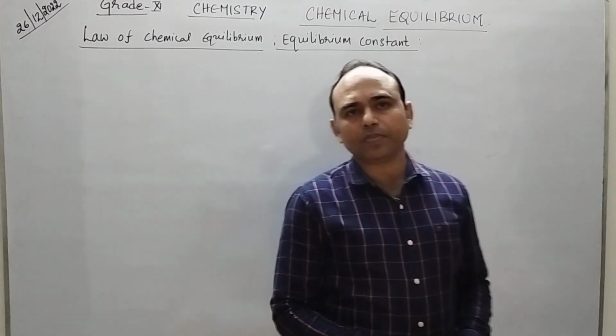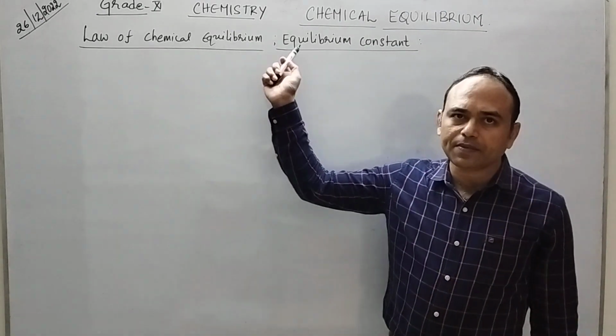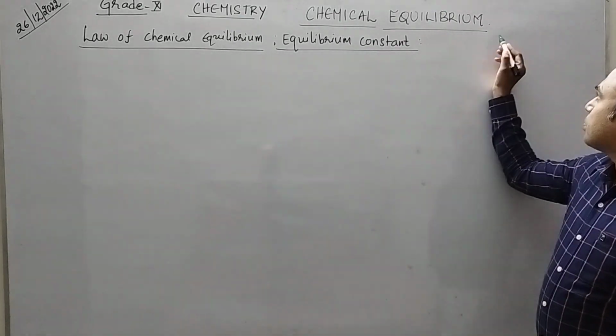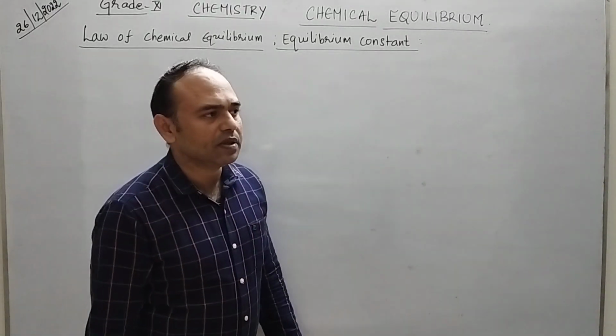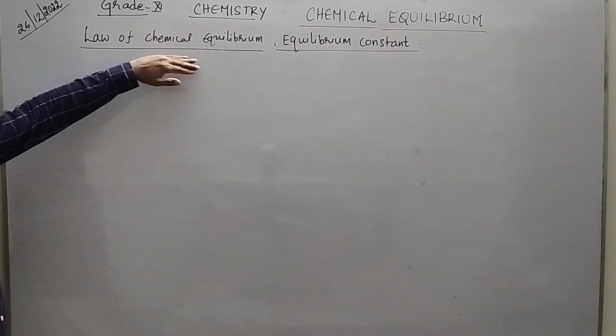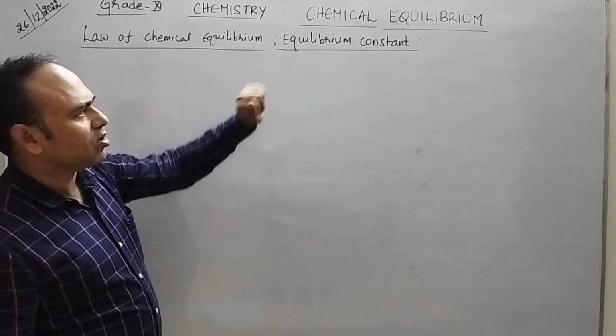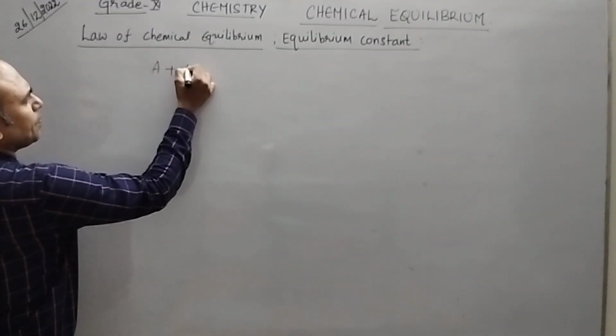Good evening, students. Today we are going to discuss an important topic in grade 11 chemistry, that is chemical equilibrium. In previous lectures we have discussed what chemical equilibrium is, with examples, and in this lecture we are going to discuss the law of chemical equilibrium and the equilibrium constant. Before we enter into this, let me give an equation.